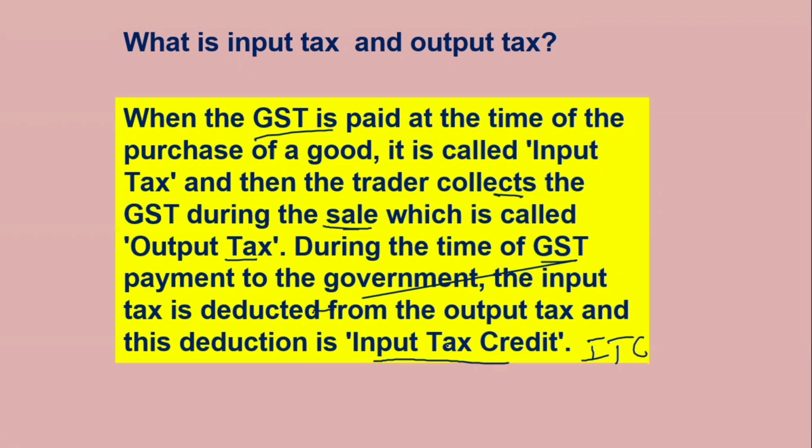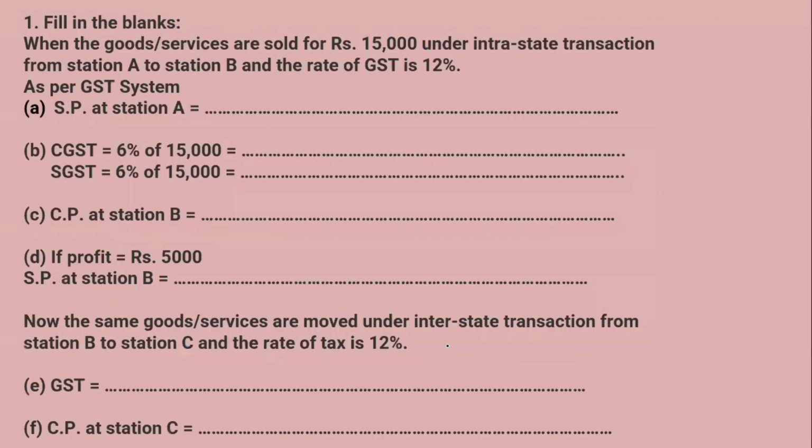So let us start solving the problems. When goods or services are sold for rupees 15,000 under an intra-state transaction from station A to station B, the rate of GST is 12% as per the GST system. What is the selling price at station A? The selling price at station A is rupees 15,000. Then the CGST is going to be 6% of 15,000.